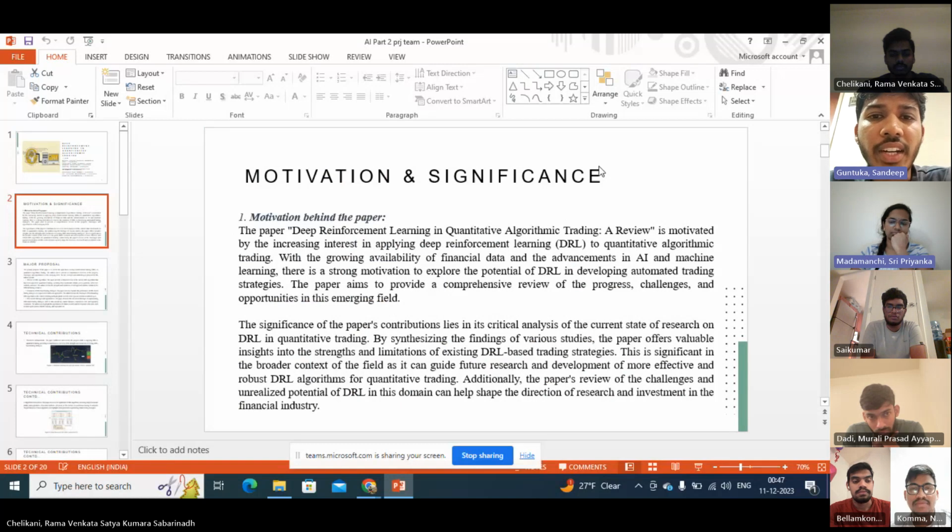to DRL in quantitative trading: by synthesizing the findings of various studies, the paper offers valuable insights into the strengths and limitations of the existing DRL-based strategies. This is the significance in the broader context of the field, to guide future research and development of more effective and robust DRL algorithms. So we have selected this application to contribute to the major involvements in the project development. Go to the next slide.